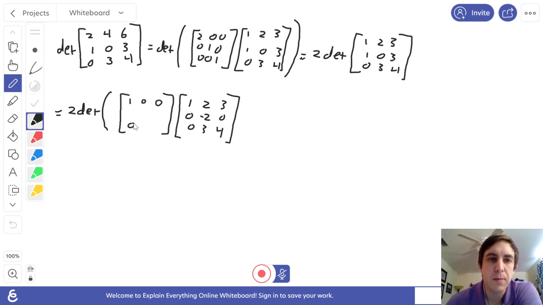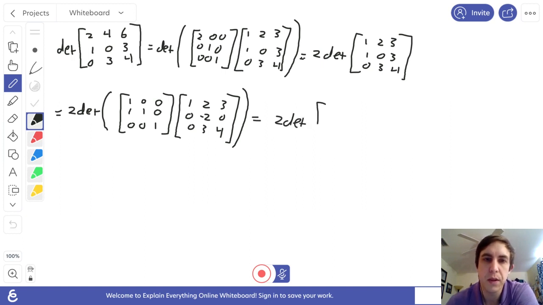So interpreting that as a matrix multiplication, let's see, to make these the same, we would have to have a positive one here as the inverse of that subtraction operation. Now the good news is this matrix on the left has a determinant of 1 because it's representing that shearing operation. So we just end up with 2 times the determinant of 1, 2, 3, 0, -2, 0, and 0, 3, 4.